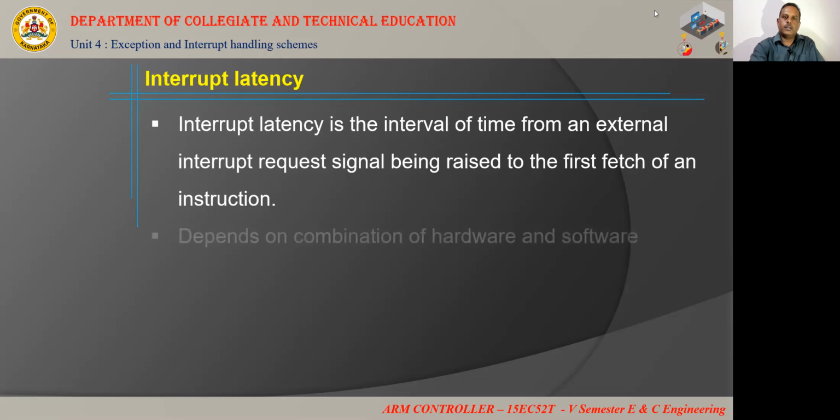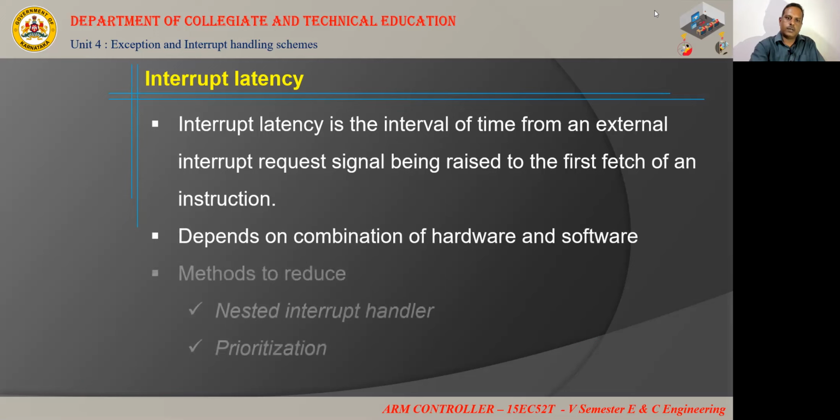And this interrupt latency occurs because of various reasons, and it depends both on the hardware and the software. It depends on how it is handled in software, how the prioritization is handled, and it depends on the hardware also, to which source of the ARM core, that is IRQ and FIQ, these interrupt sources are connected. So the latency varies.